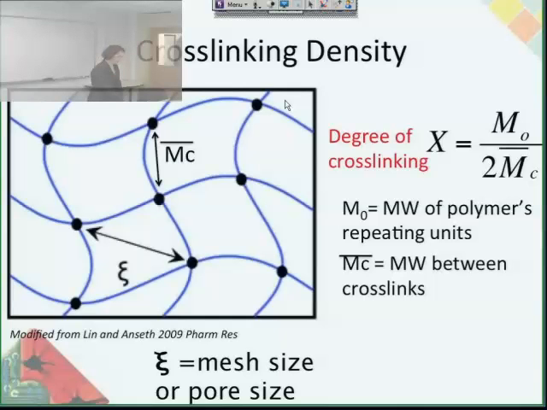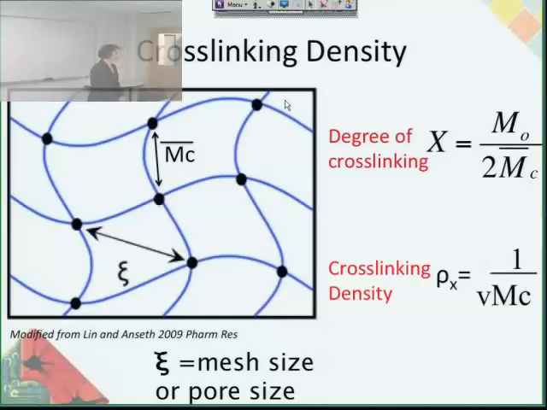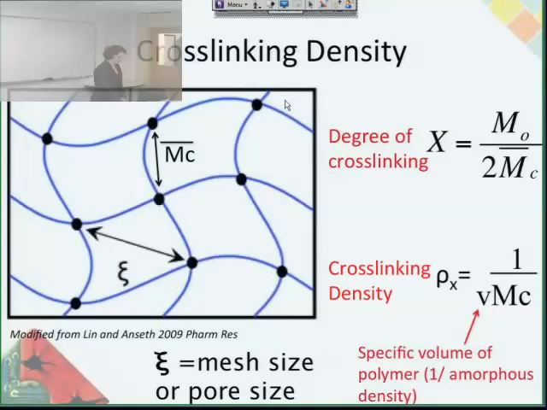And then, so degree of cross-linking is one parameter that you could use to describe hydrogels, and then another is cross-linking density, which is extremely related, and that is just 1 over the specific volume of the polymer times the molecular weight between cross-links. And the specific volume of the polymer is just the inverse of the density of the polymer in its amorphous state. So the cross-linking density is really important because that's going to determine a lot of their properties.